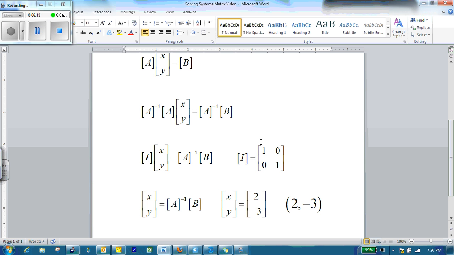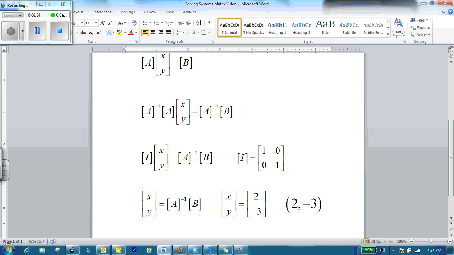In this case, if you're dealing with a 2 by 2 matrix, the identity matrix is just 1, 0, 0, 1. And you could quickly find out that if you were to multiply this matrix times any other 2 by 2 matrix, it would not change the matrix at all. So on the left side, that's all we will have left when we multiply these.